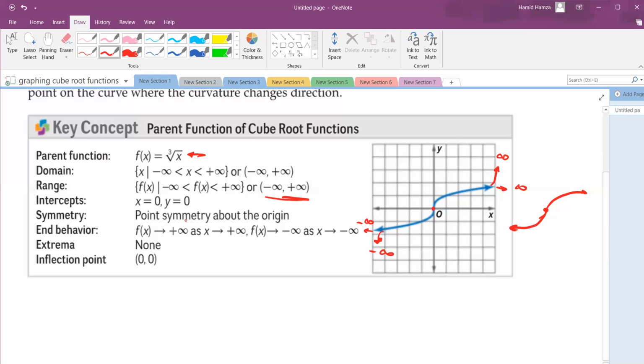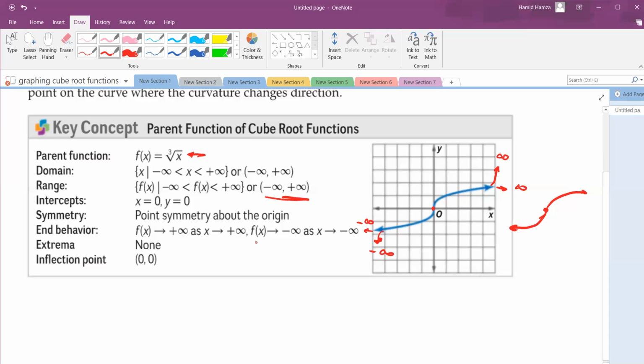We have a symmetry point. This point is the inflection point. Its name is also point of symmetry, because the graph after it and before it are the same. It looks like they make a reflection about this point. So because of this, we name it point of symmetry. It's the inflection point.